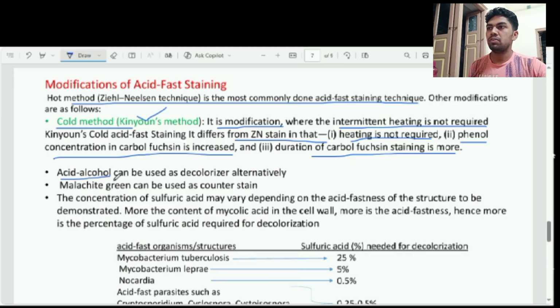What are the other modifications? We can use acid alcohol instead of H2SO4. We can use malachite green as a secondary stain.